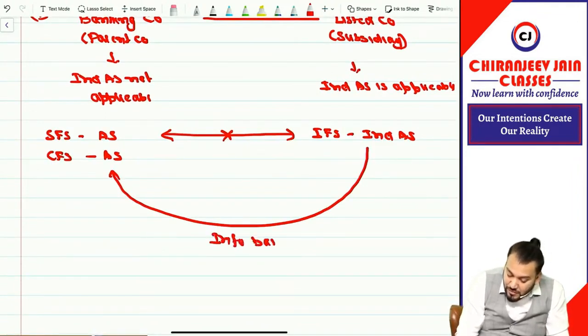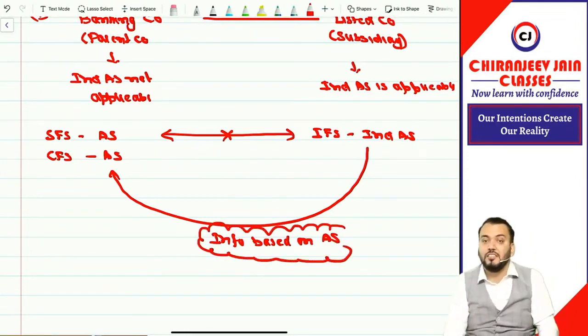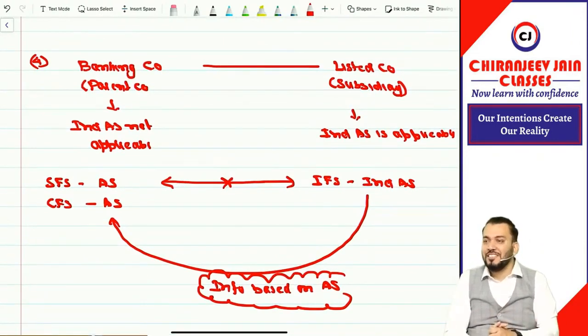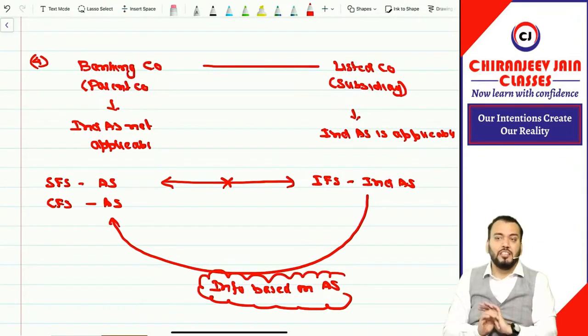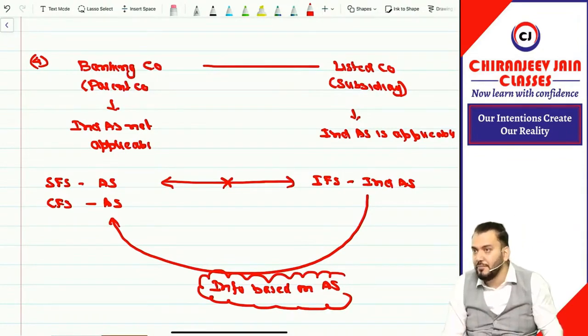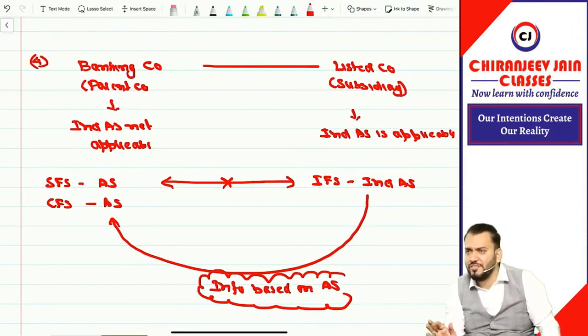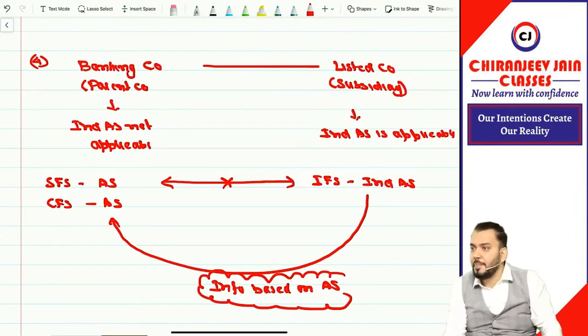Information based on AS or Ind AS? AS. So now this subsidiary company will provide information based on AS for which purpose? Consolidation purpose. I hope you have understood. These 3 or 4 case studies may be asked in the exam. Till now not asked in exam, but if I am preparing the question paper, I will definitely ask this type of question. These are real life examples, and you will get this type of situation in your real life.